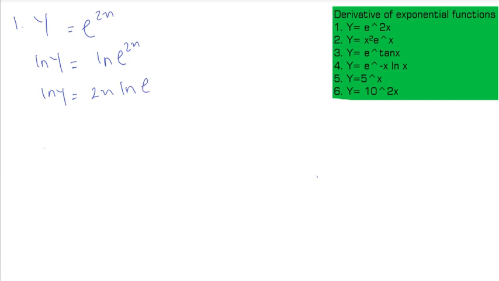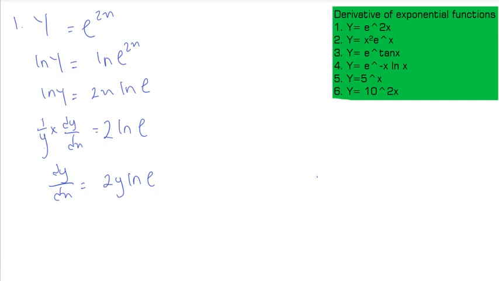So now we're going to find the derivative of both sides. We differentiate the natural log of y, which will give us 1 over y, and then we multiply this by dy dx. Don't forget, whenever you differentiate y, you add dy dx. Then we differentiate 2x times the natural log of e, right? When we differentiate 2x, we're going to get just 2. So we have 2 multiplied by the natural log of e. And so here we're going to have dy over dx is equal to 2y times the natural log of e.